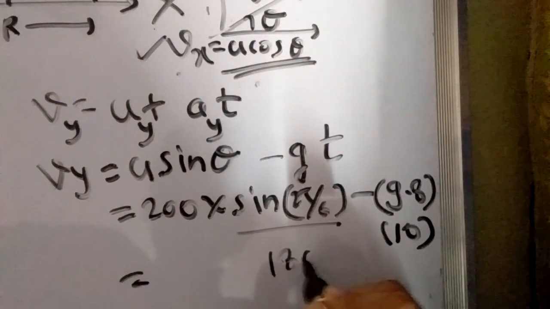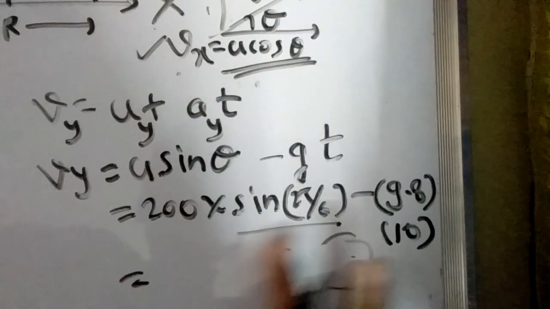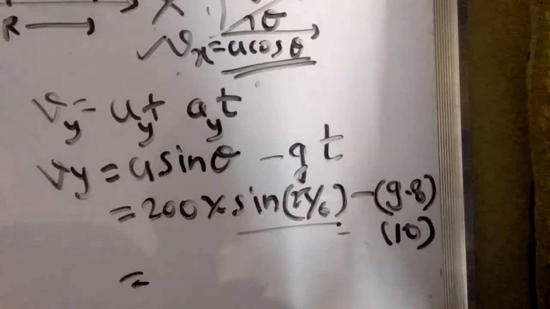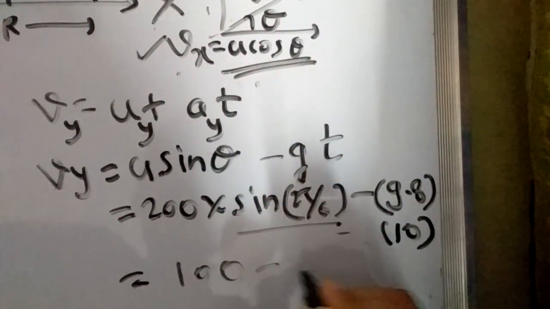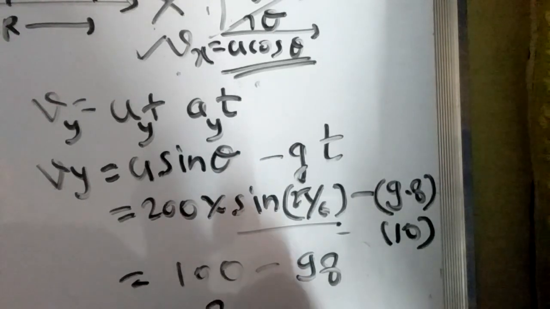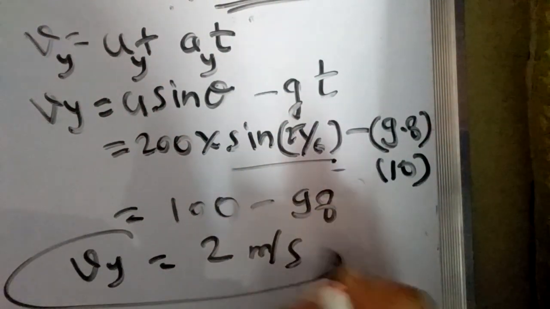If you divide 180 upon 6, we will get 30. So this is sine 30. Sin 30 value is 1 by 2. So half of 200 is 100 minus 9.8 into 10 is 98. So it is 2, right, 2 meter per second. This is our Vy.